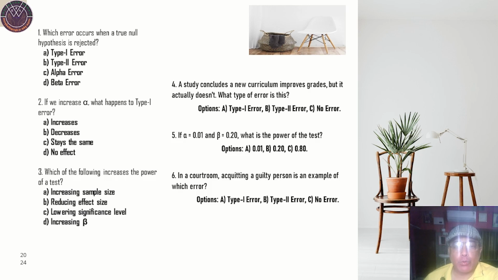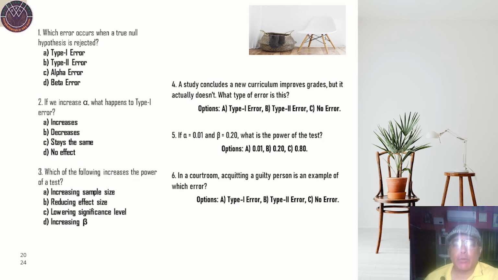A study concludes a new curriculum improves grades, but in reality it does not. Then what type of error is it? It is type 1 error, because it is not working, but you are saying that it is working. Alpha is given, beta is given, then what is the power of the test? 1 minus beta, that is 0.80. So C is the answer.